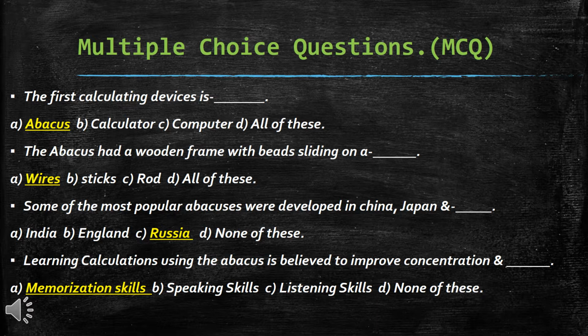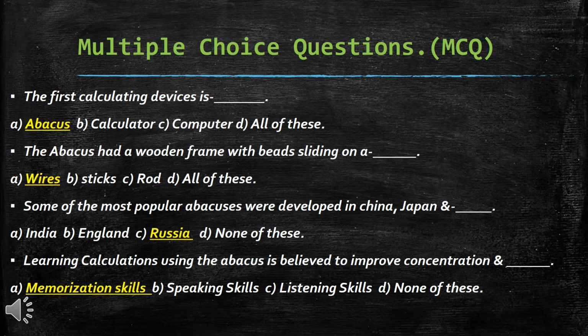The second one is, the abacus has a wooden frame with beads sliding on a wire, sticks, rod, all of this. It is wires. The third one is, some of the most popular abacus were developed in China, Japan, and dash. The options are India, England, Russia, none of this. The answer is Russia.